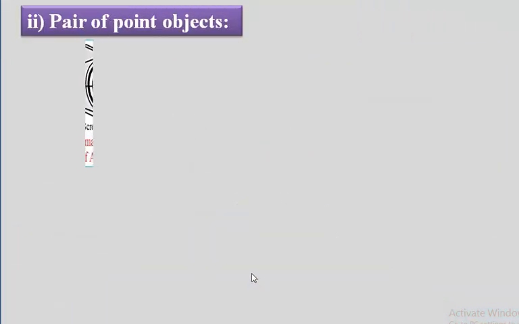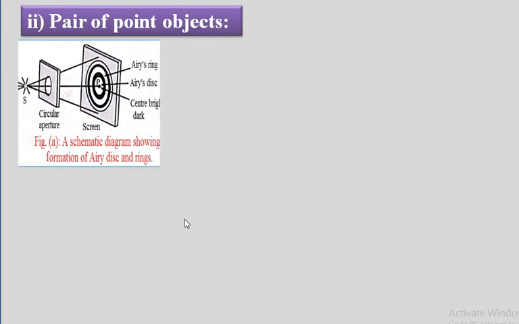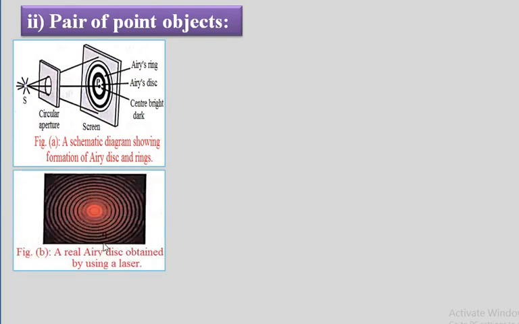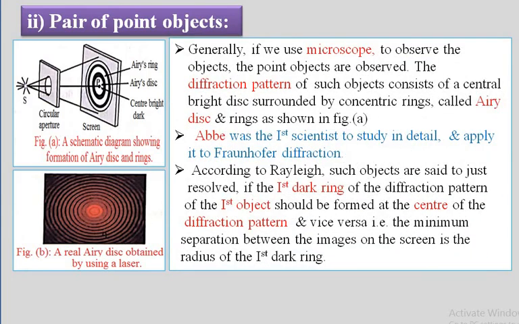Pair of point objects. Let us see the diagram for the formation of the Airy disc and rings. The second diagram is the real Airy disc obtained by using a laser. Generally, if we use a microscope to observe the object, point objects are observed. The diffraction pattern of such objects consists of a central bright disk, shown in the figure here.